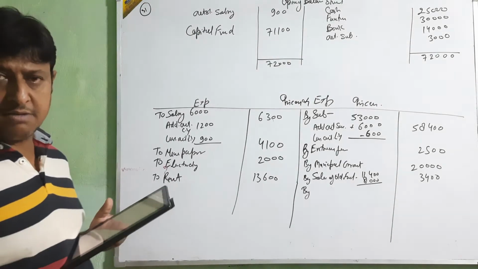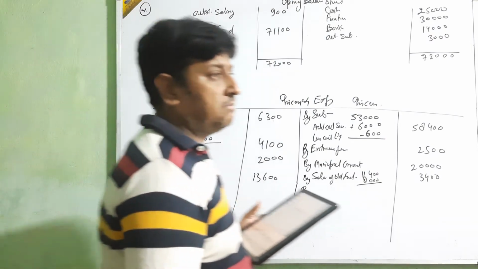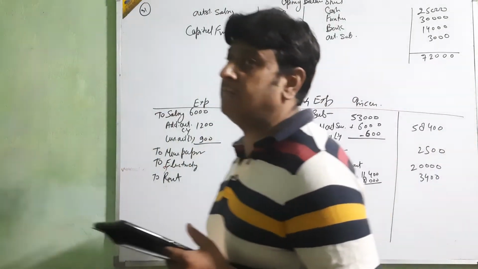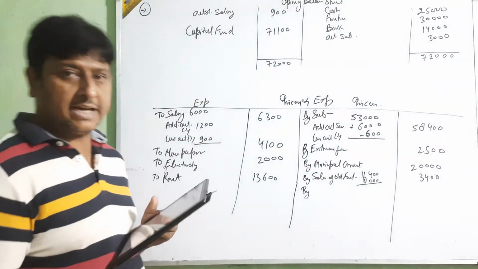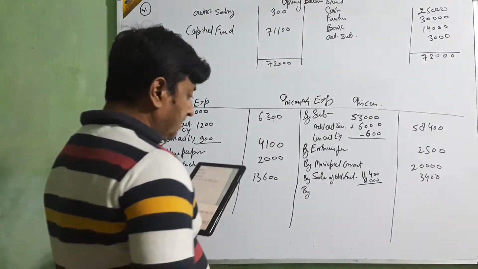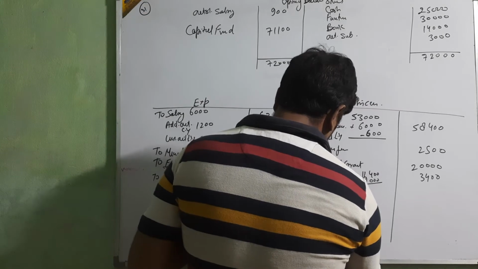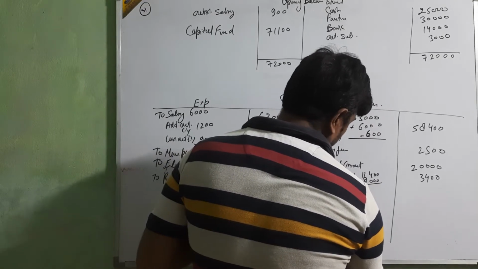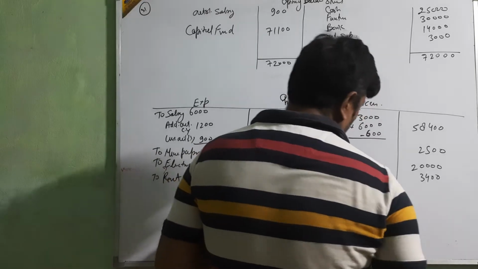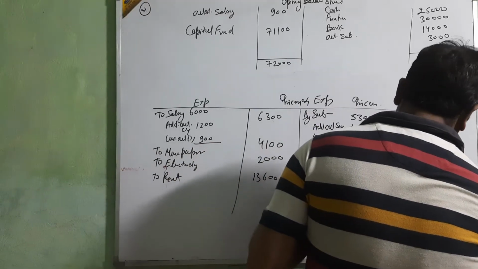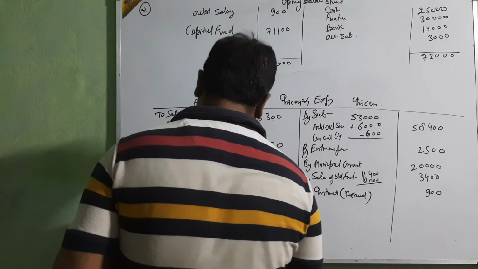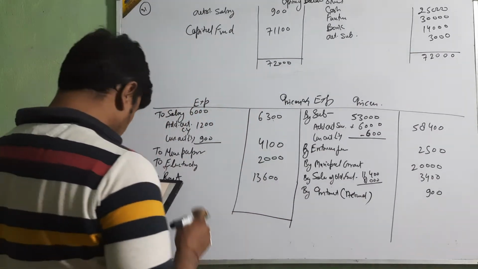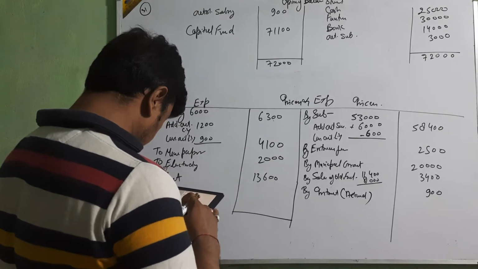Only 3 months. 3,600 for 12 months, for 3 months 900, so only 900 interest. It's accrued. Okay, it's 900. Clear? Now go for totaling. Anything else?